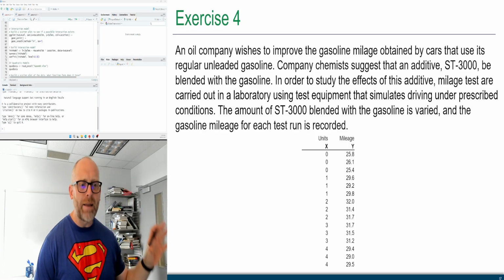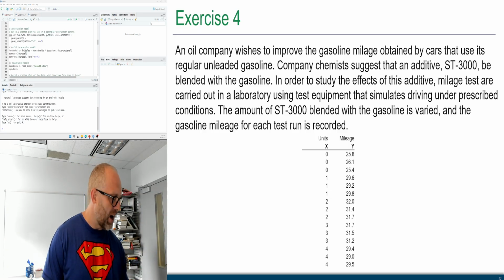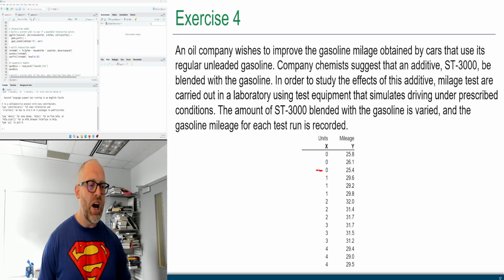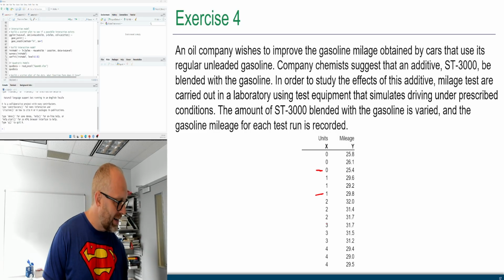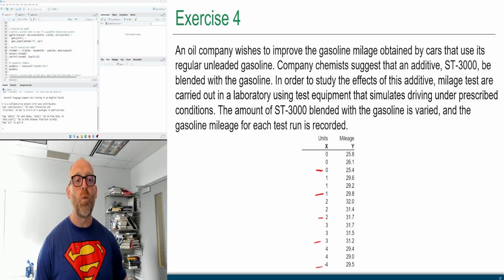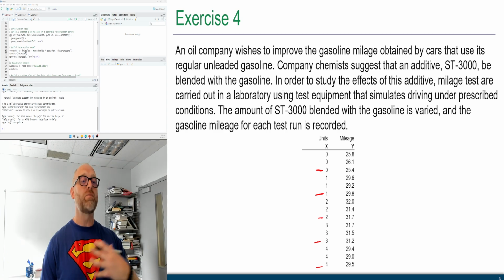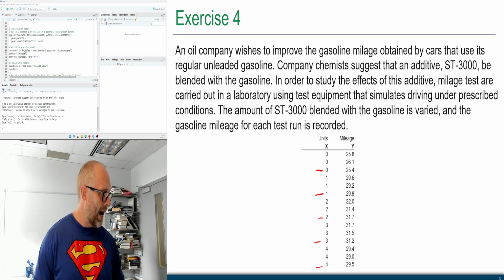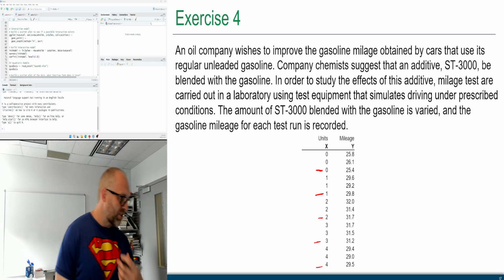So I have the data points here. We have X, which starts off at 0. So we're adding in no additive, going to 1 unit of additive, 2 units of additive, 3, all the way up to 4. And I have the Y values that go with it. So we've run the experiment, and we've tried 3 different test runs for each different level: level 0, level 1, level 2, level 3, level 4.